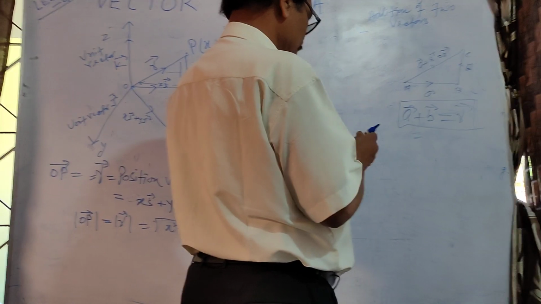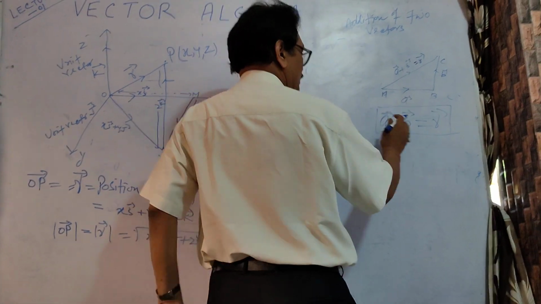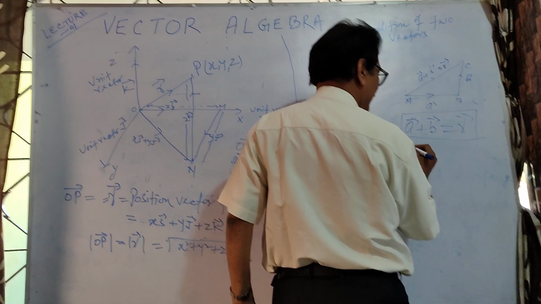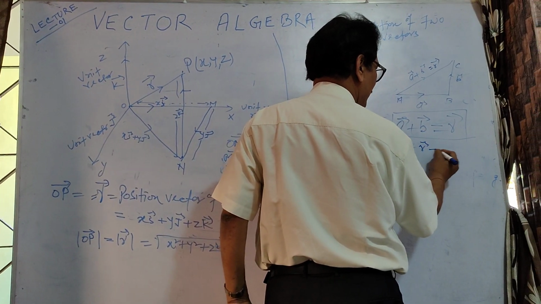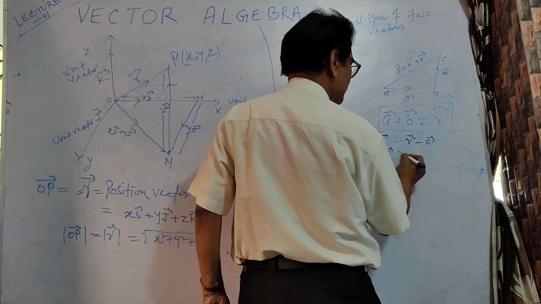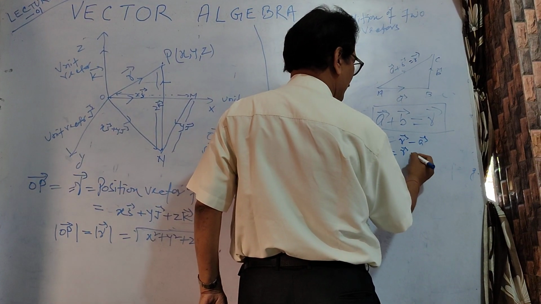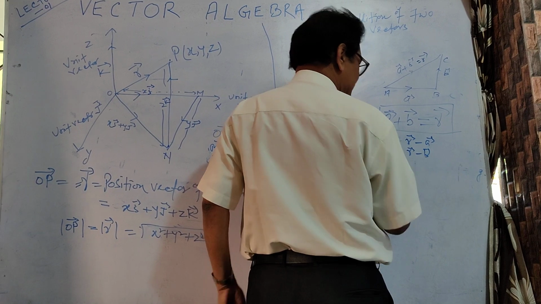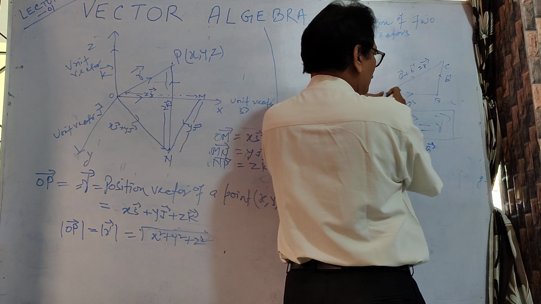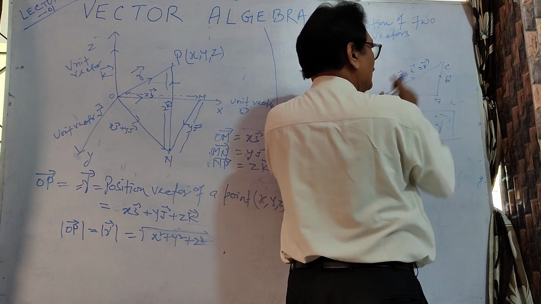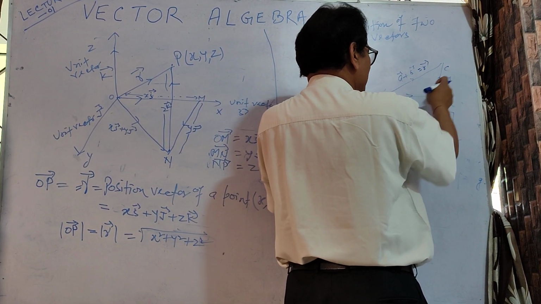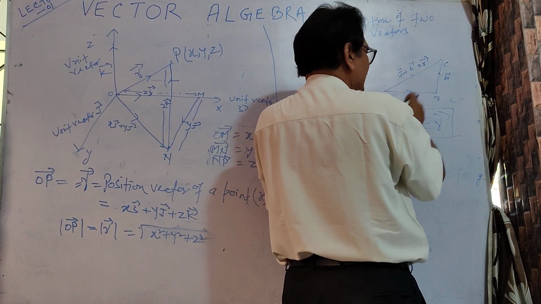Now, subtraction. Vector B may be written as vector R minus A. Vector A may be written as vector R minus B. This is subtraction of two vectors, addition of two vectors from AB to BC. Subtraction of two vectors, R minus B is equal to A. R minus A is equal to B.